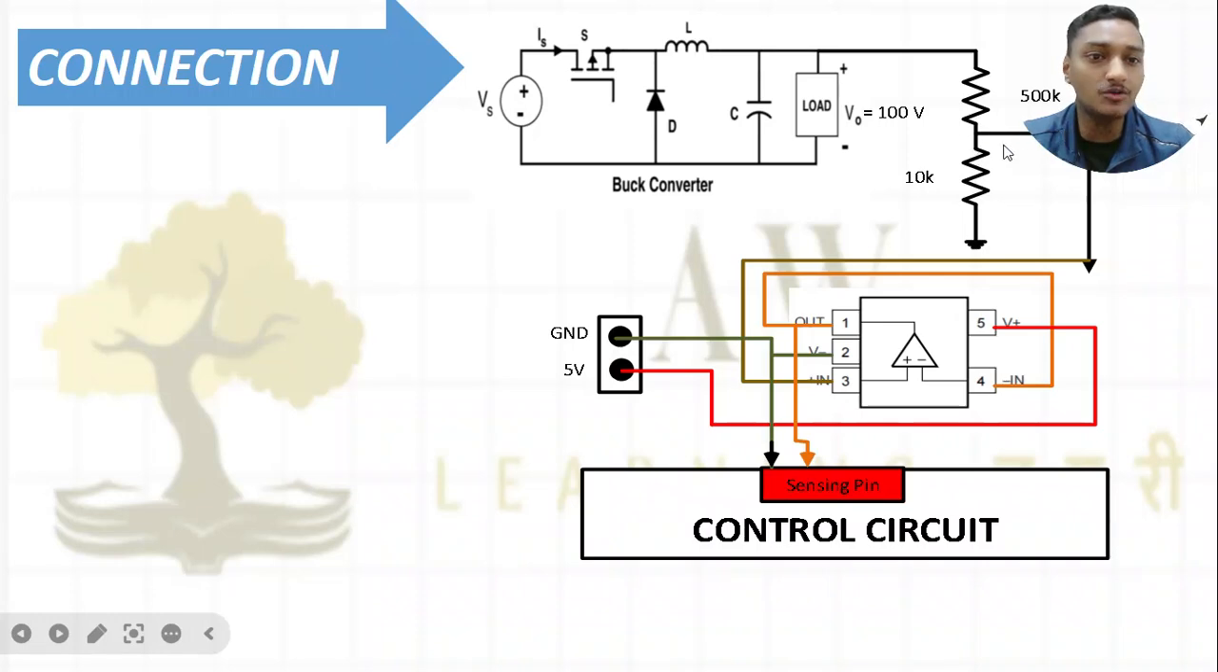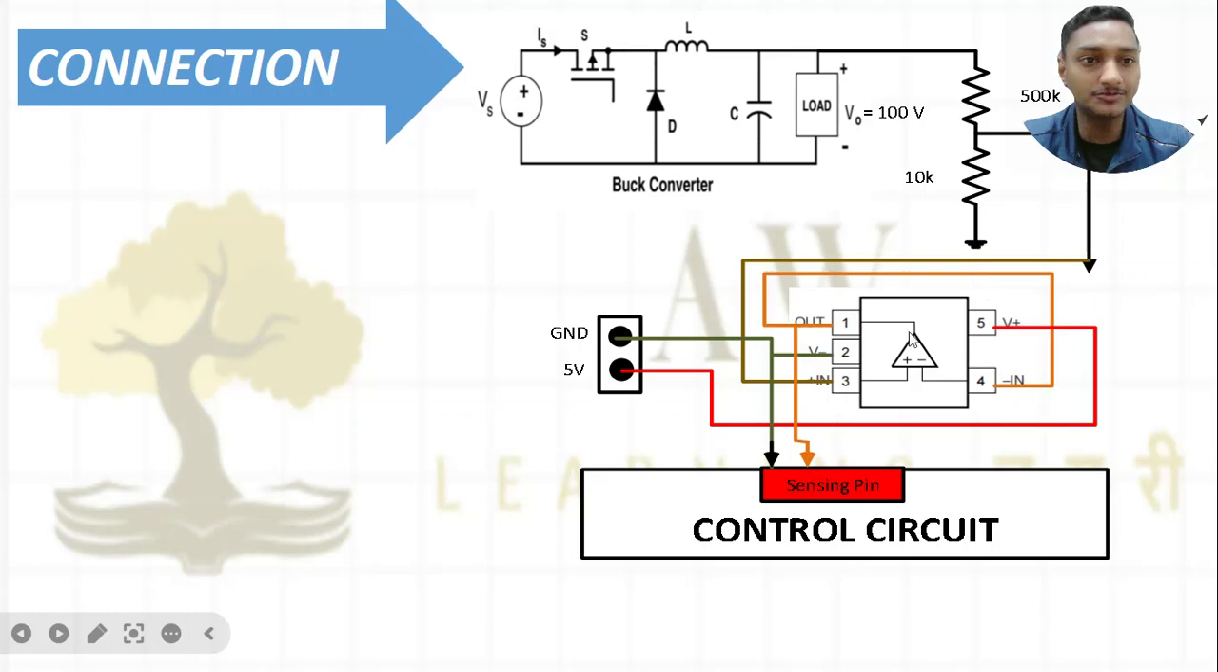Now this divider output, I will take the wire from here and connect to plus IN. Then my minus IN and output I am going to short, because of the op-amp characteristic of negative feedback. So minus of IN and V out I am going to short, and this output I am going to give to my sensing pin.